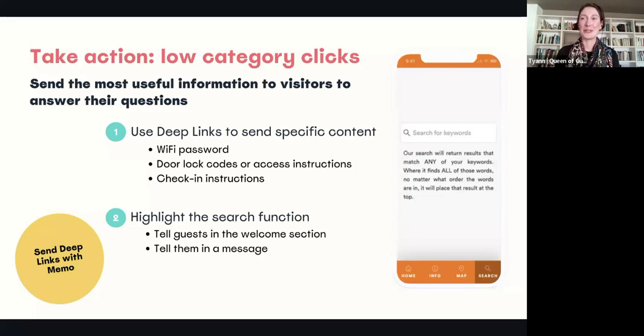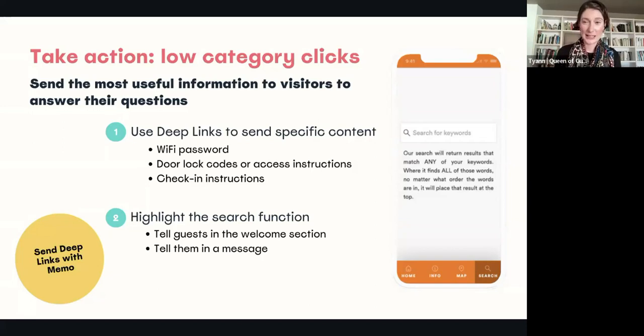So there's 2 different ways you can tackle this. Number 1 is you can use deep links to send specific content to your audience. So in the context of a guest coming to your property, and to step back, maybe you're thinking, what is a deep link? What does she mean? So a deep link, every section of your TouchStay guidebook, the category and the subcategory, has a specific link. So you can pull out that link, you can download them from TouchStay, download them all in a CSV file, an Excel file, or you can just copy the individual links to each individual category and subcategory.